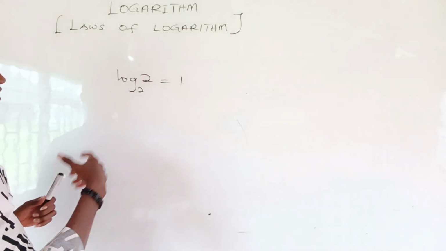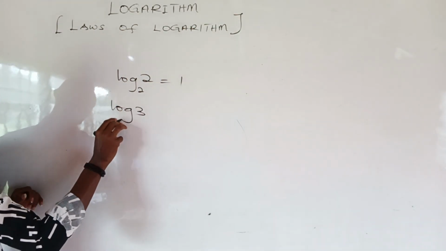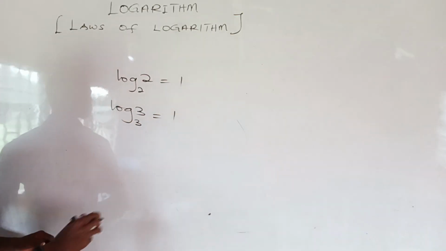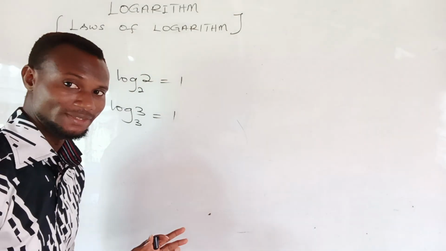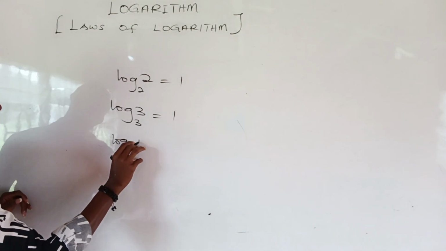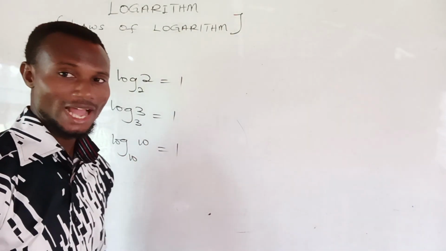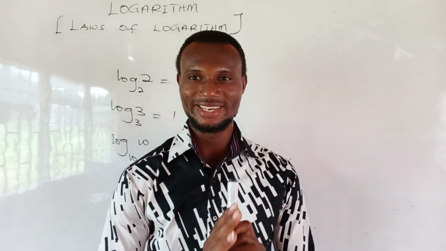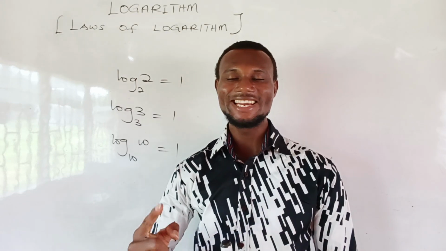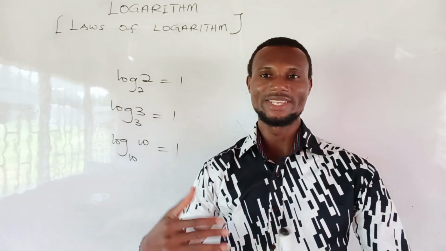Let's say I have 3. When I take the log of 3 to the base of the same 3, it should be equal to 1. So that's the property. Again, let's say I have the log of 10 to the base of 10, it should be equal to 1. I hope the explanation is clear enough up to this point. One more time, the log of any number to the base of that same number is always 1.